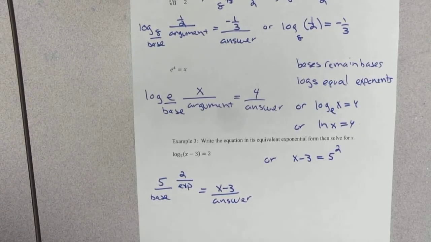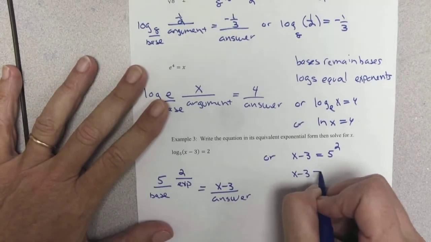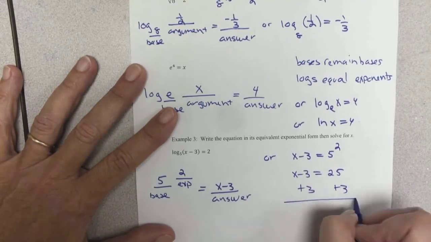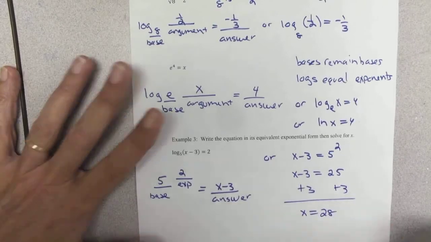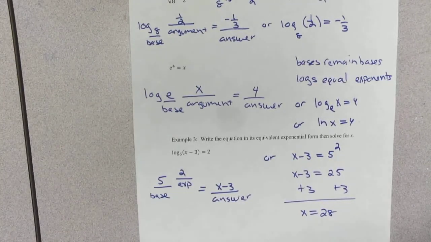So it said rewrite, then solve for x. Well, this is not hard. x minus 3 equals 25. Add 3 to both sides. x equals 28. And that's all they wanted there. And we'll end this video and go on to the next problem on the next video.